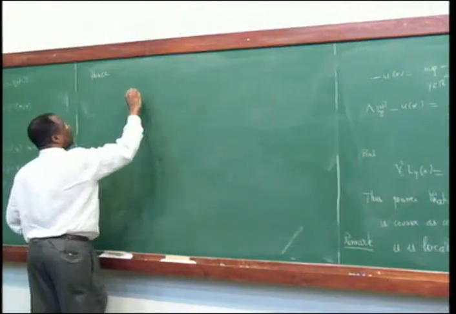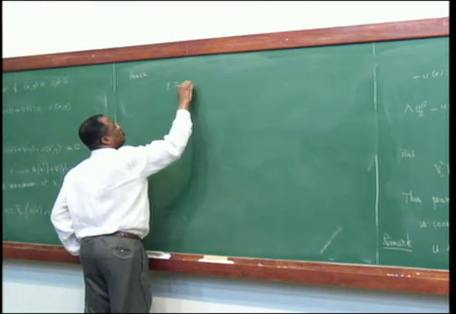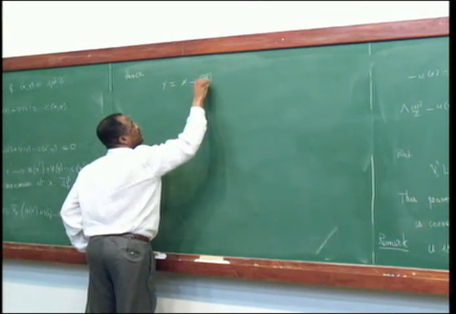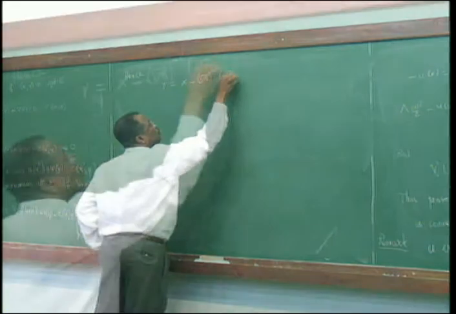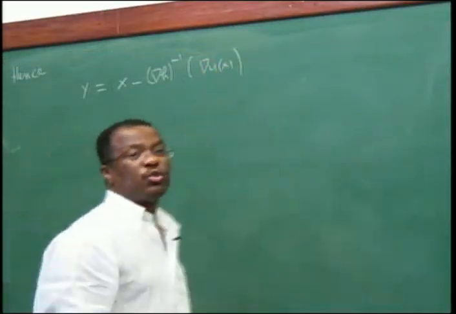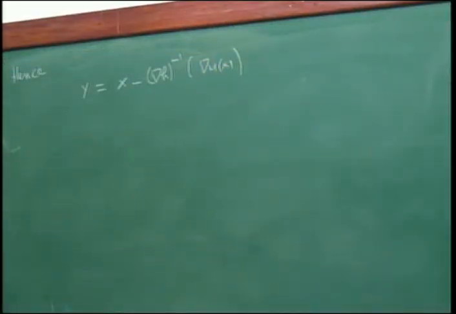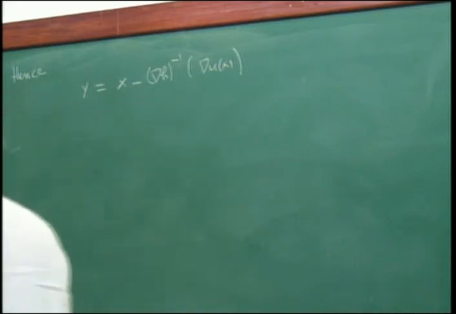Hence, y equals x minus the gradient of h inverse, applied to the gradient of u of x. And so y is uniquely determined. Therefore, I cannot split mass unless I am not at a point of differentiability.